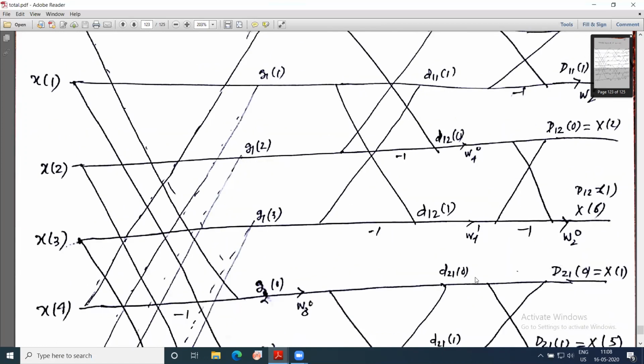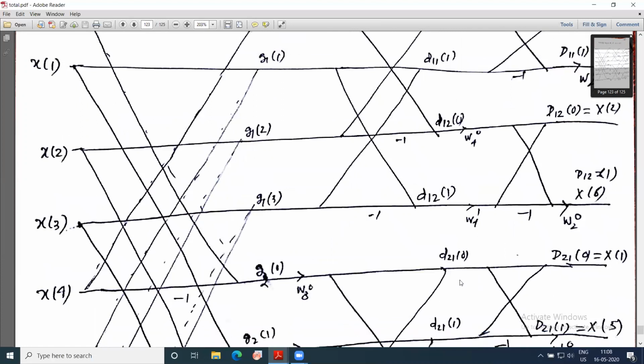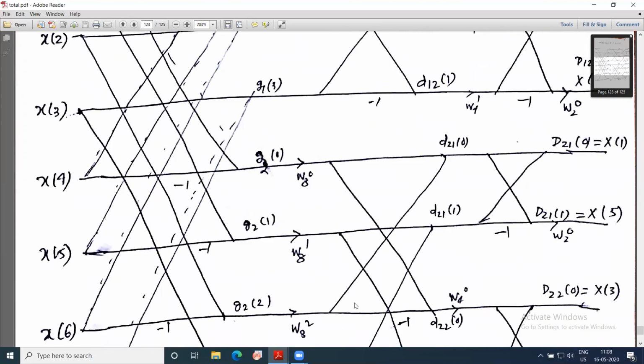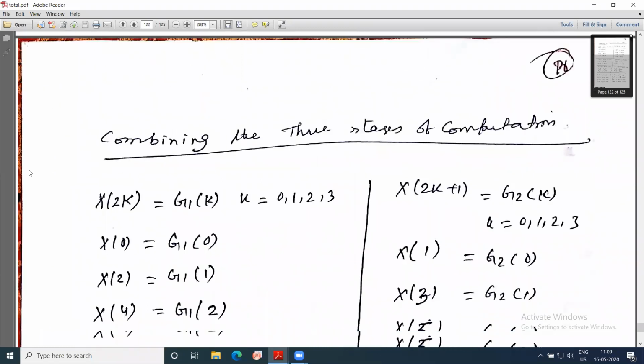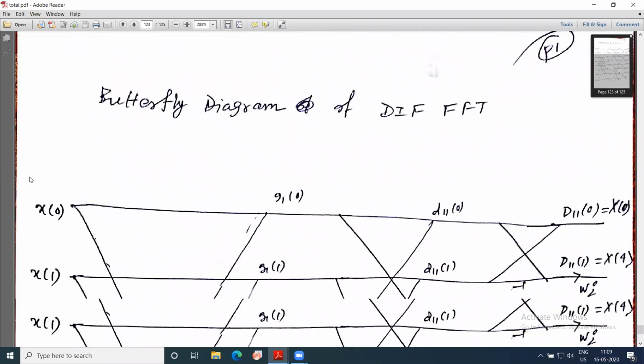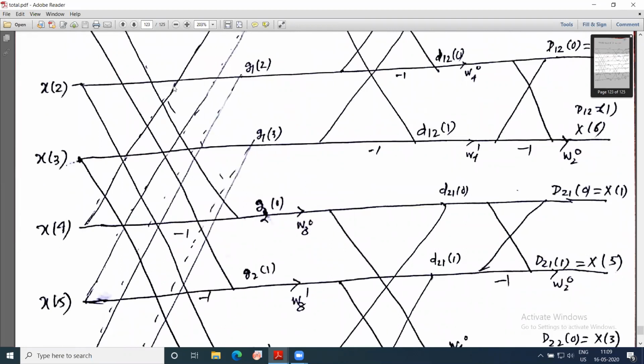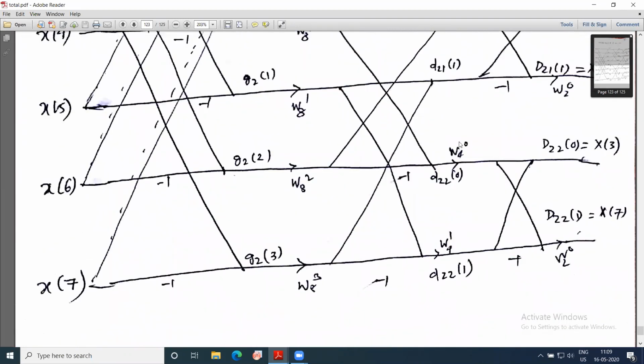Yeah. So like that, D12 of 0 will be G2 of 0 and this will be G2 of 2. Like that, you can calculate all of this. And in this position, that is G2 of 0, and this will be G2 of 2 minus, multiplied by W4 0. Like that, from this expression we can organize this butterfly diagram. And once you have computed this D1, it will give you the second stage of the output. All right.